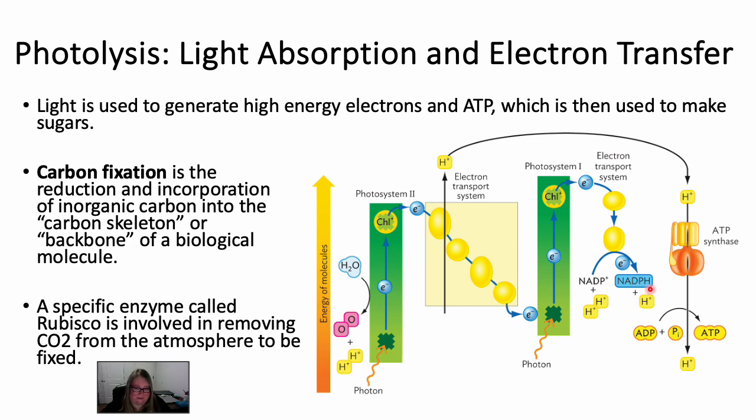Okay, we're then going to take the proton motive force that we have built because of this electron transport system, and those hydrogens are going to go through ATP synthase, which takes ADP and phosphate and makes ATP again, just like in respiration. But the difference between photolysis and respiration is where that ATP goes and where the NADPH goes. We have a specific enzyme called rubisco that's going to remove carbon dioxide from the atmosphere in order for us to fix it in the next step of photosynthesis.